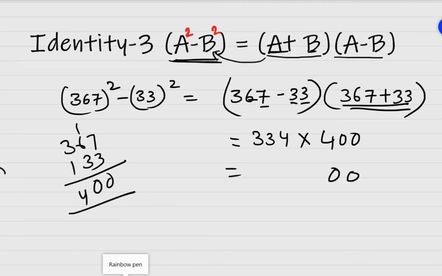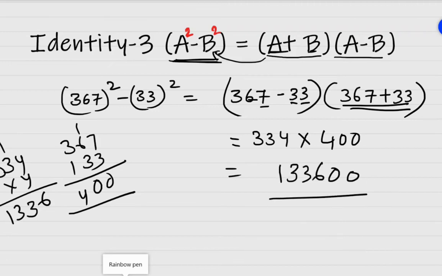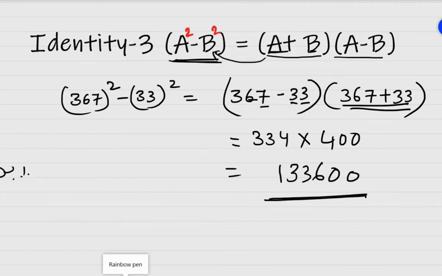Okay. Now see 334 into 4. 4 4s are 16, 1, 12 and 1, 13, 1, 4 3 are 12 and 1, 13, 1, 3, 3, 6. So 1, 3, 3, 6, 0, 0. See, without actually multiplying and getting the squares of both the numbers and then finding the difference, it becomes a very big job. But if you know this identity, you can solve these type of sums very easily. The calculation becomes very easy if you know this formula.